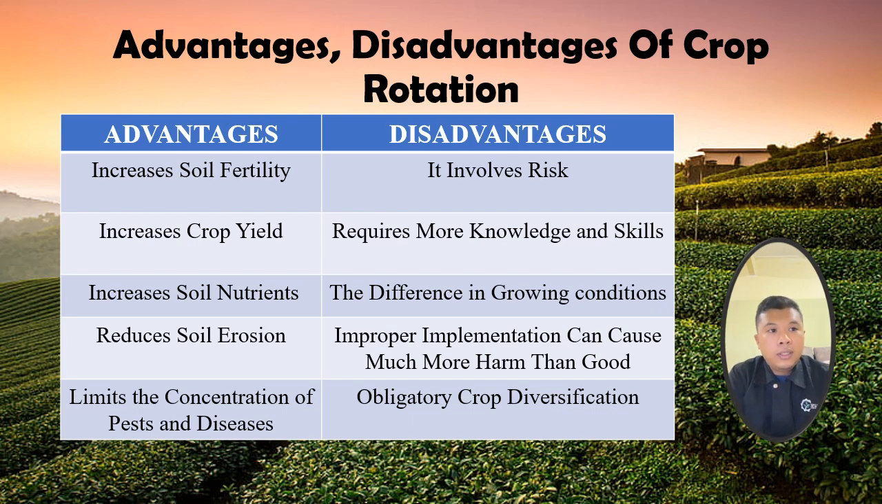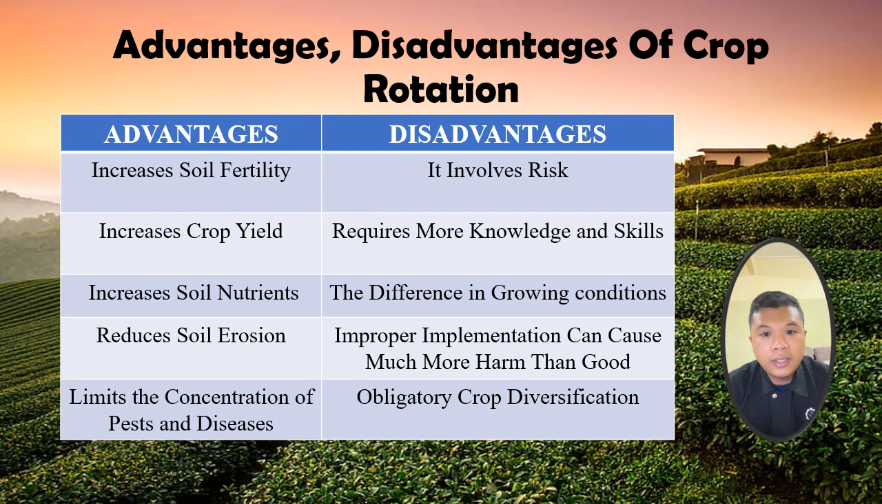Okay, now the advantages and disadvantages of crop rotation. So the advantage number 1 is to increase the soil fertility. Prolonged planting of the same crop type leads to the depletion of specific nutrients in the soil. Each crop type has a different nutrient interaction with the soil, and each releases and absorbs different types of nutrients.